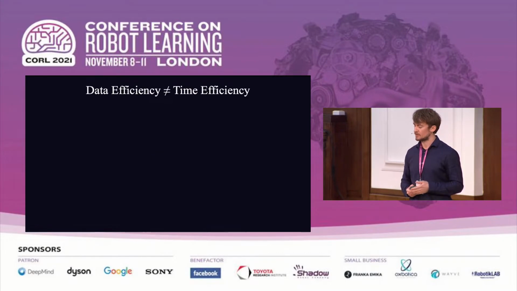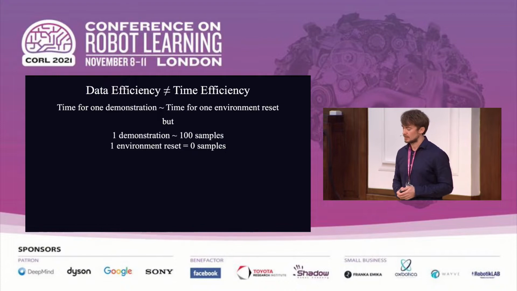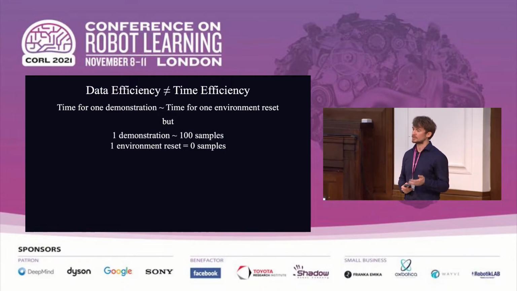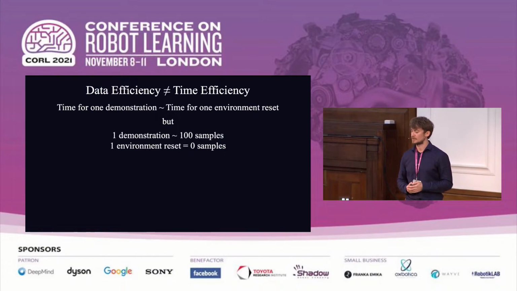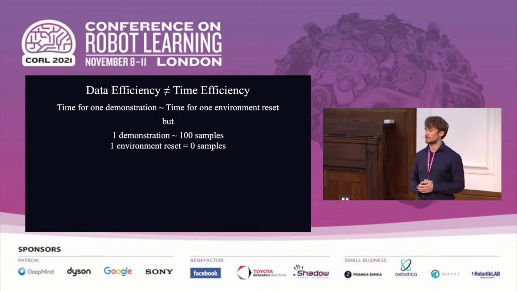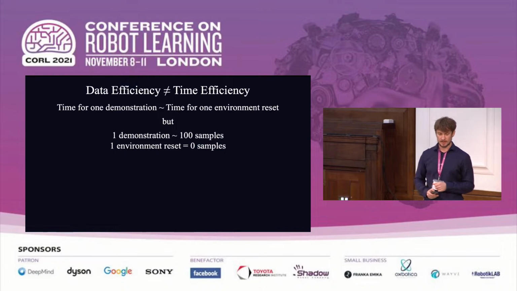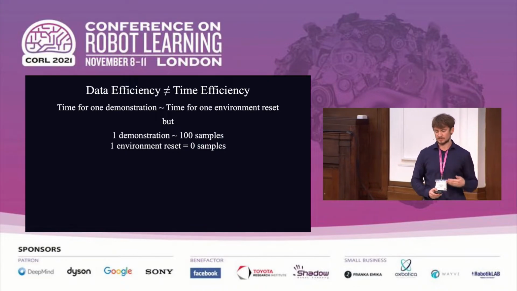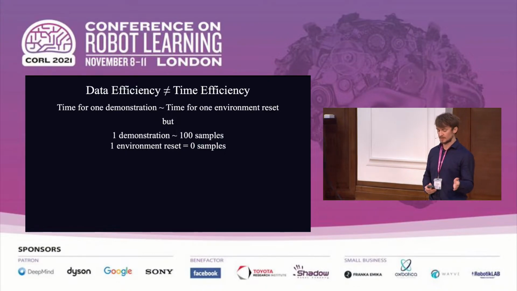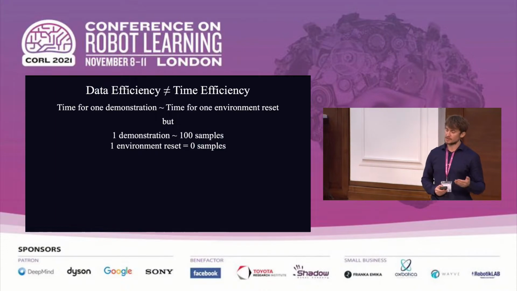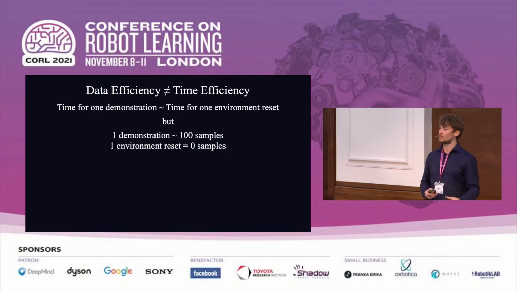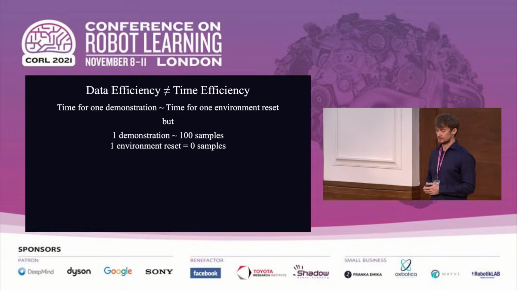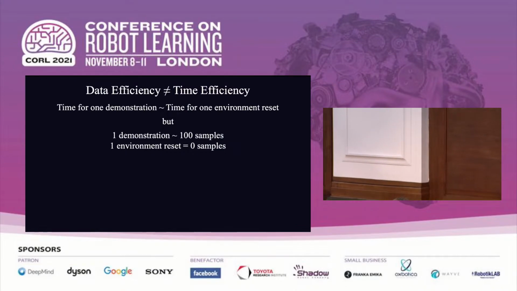So let's go through a worked example. Let's say the time for one demonstration, the clock time, is about the same as the time for one environment reset. So let's say you wanted to teach a robot how to stack 2 cubes together. Then we can say that the amount of time to provide a demonstration is the same amount of time to reset the environment when the robot fails. But from one demonstration, you get, let's say, 100 samples, and from one environment reset, you get 0 samples, okay? I'm just going to press the button.